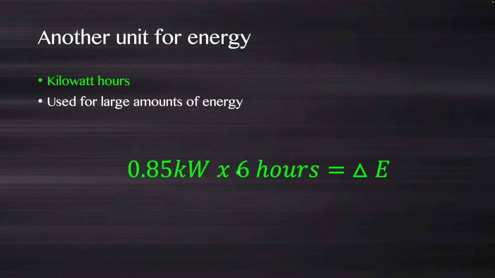And then when I go to times by our hours, this is looking at kilowatt hours. So I keep that unit in hours: 0.85 kilowatts times 6 hours gives us 5.1 kilowatt hours. So when we're using these big values, it makes sense to use this large unit of kilowatt hours instead of using such big numbers of joules. Okay, so that's one way to look at power, or one description.